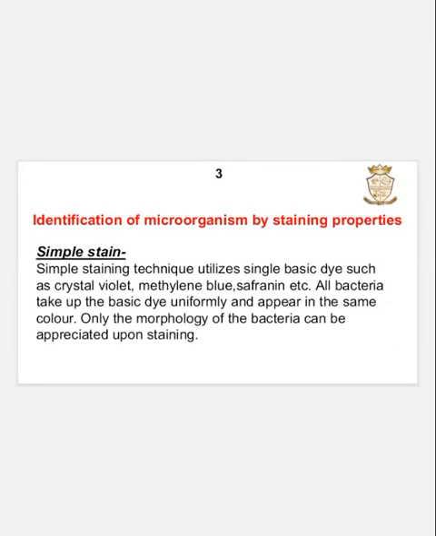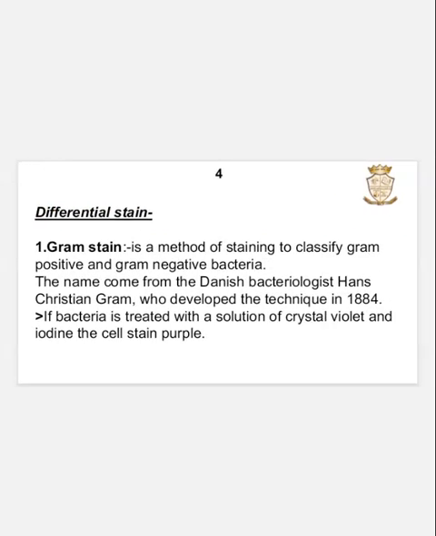In simple stain, a single basic dye such as crystal violet, methylene blue or safranin is used. All bacteria take up the basic dye uniformly and appear in the same color. Only the morphology of the bacteria can be appreciated upon staining. The next one is differential staining.